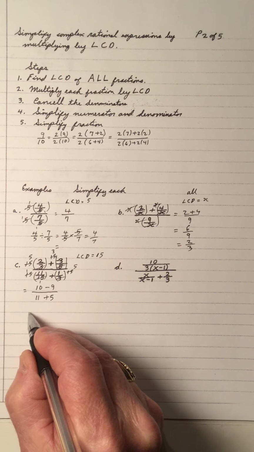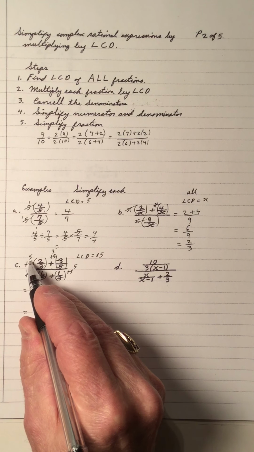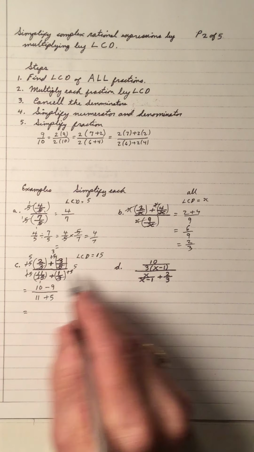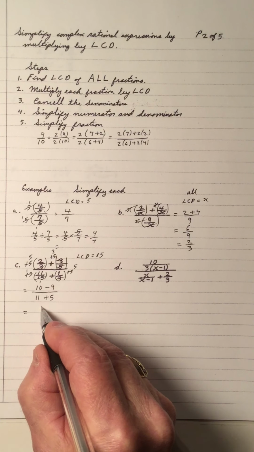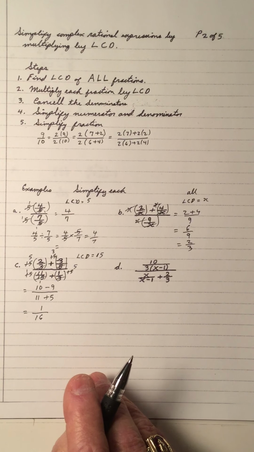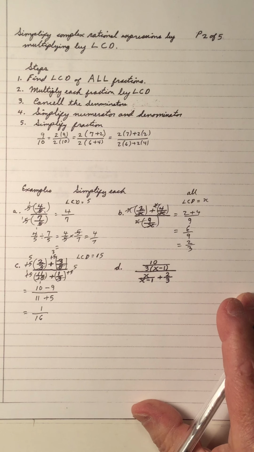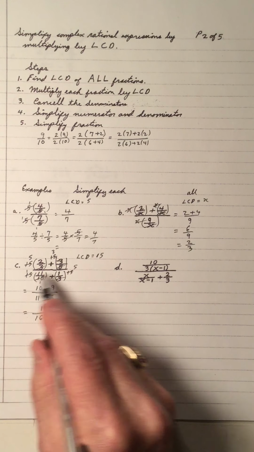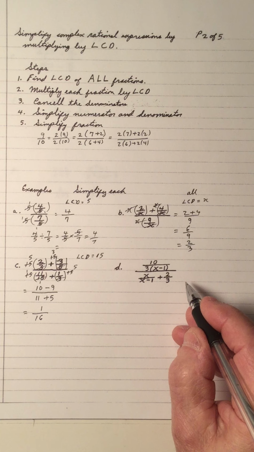So notice, when you divide the denominator into the LCD, every denominator cancels out, giving you a much easier problem. So that's 1 over 16. Much easier, this method. Multiply the numerator and denominator by the same LCD for all fractions. Every fraction is multiplied by the LCD of all the fractions.